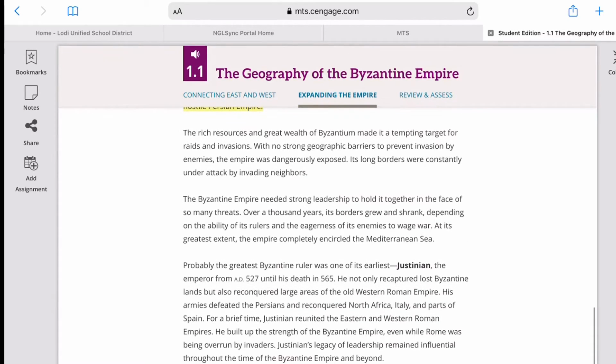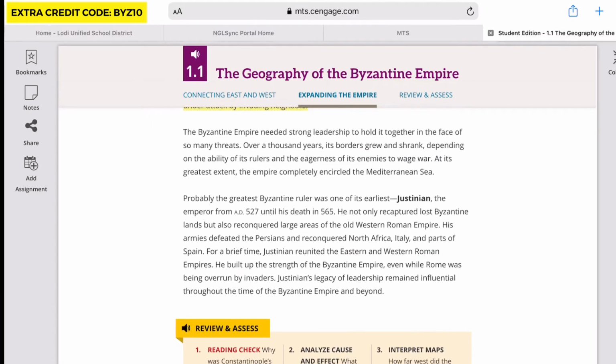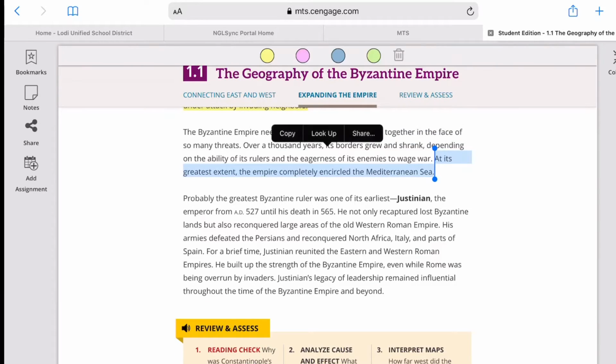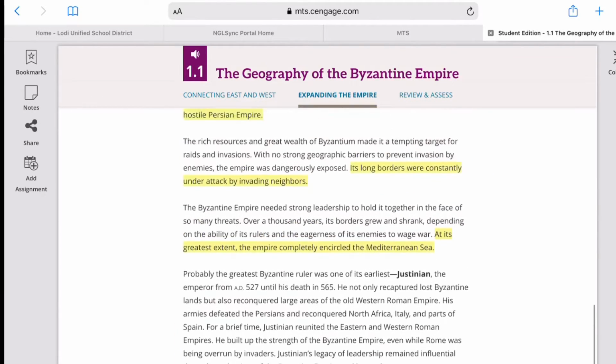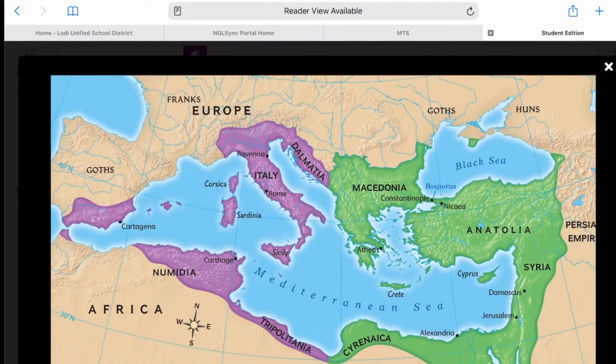So the Byzantine Empire needed strong leadership to hold it together in the face of so many threats. Over 1,000 years, its border grew and shrank, depending on the ability of its rulers and the eagerness of its enemies to wage war. Because war is expensive. It looks cool in movies, but it's very expensive. At its greatest extent, the empire completely encircled the Mediterranean Sea, which I mentioned a while ago.